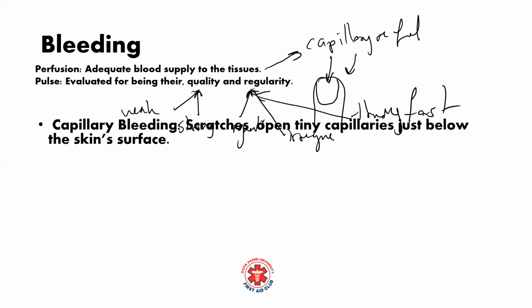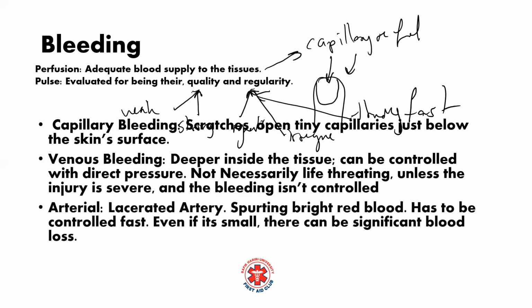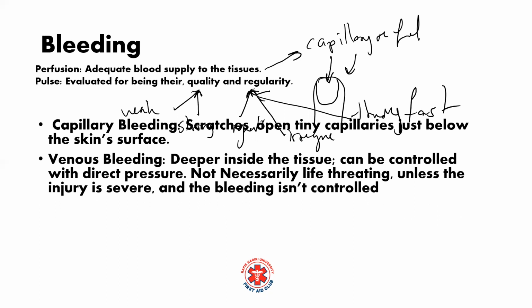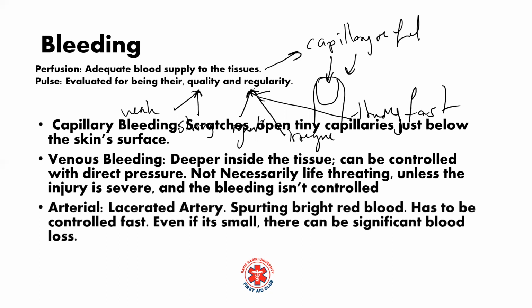Capillary bleeding: scratches, open tiny capillaries just below the skin surface. Venous bleeding: deeper inside the tissue and can be controlled with direct pressure, not necessarily life-threatening unless the injury is severe and the bleeding isn't controlled. Arterial: lacerated arteries spurting bright red blood has to be controlled fast, even if it's small. There can be significant blood loss.